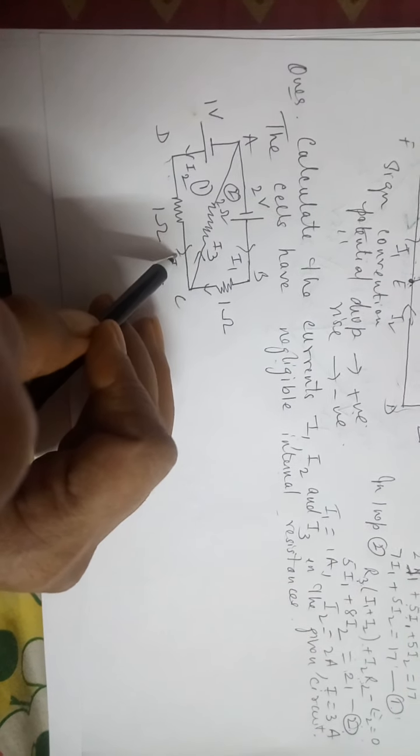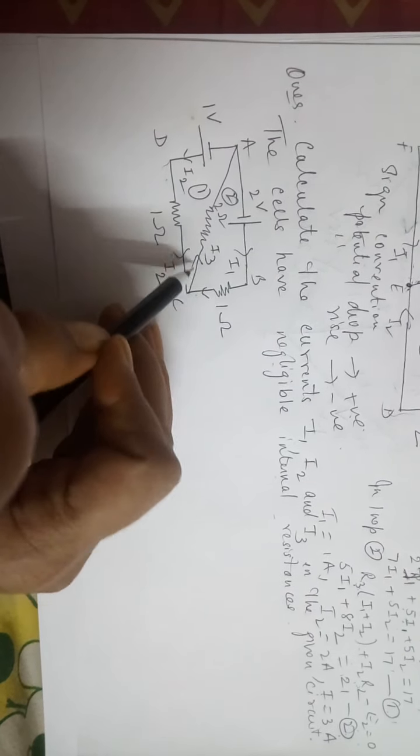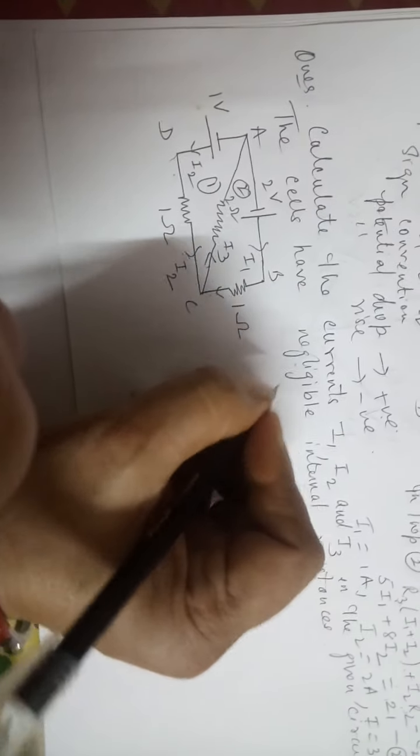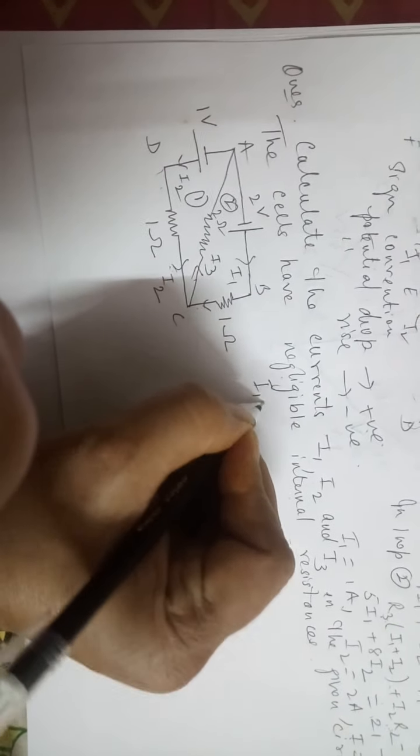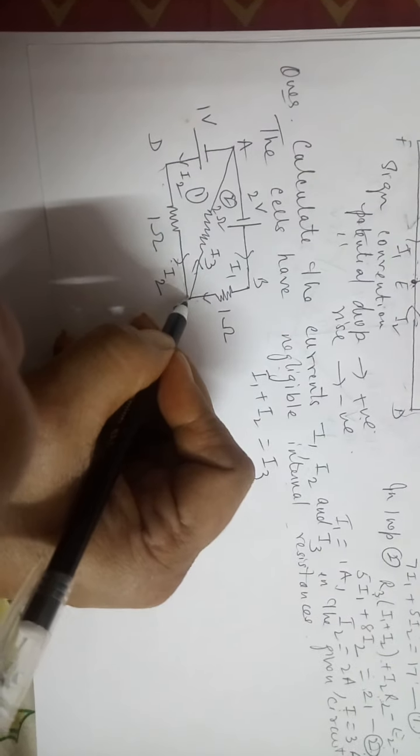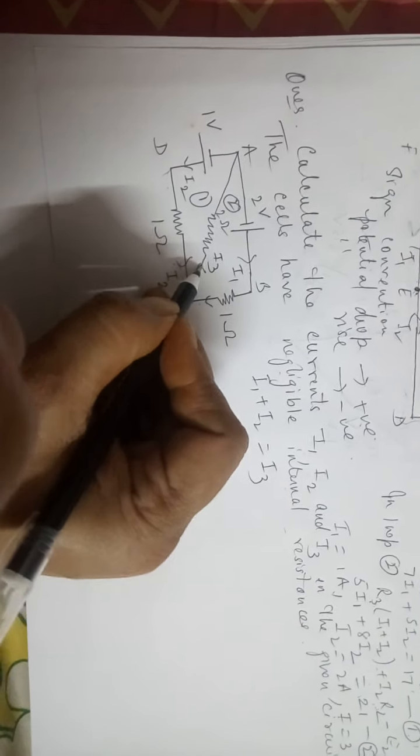Again the same condition, I1 plus I2 is equals to I3. So let us write the junction rule. I1 plus I2 is equals to I3. This is what we can make up. This is I1 and this is I2, equals to I3.